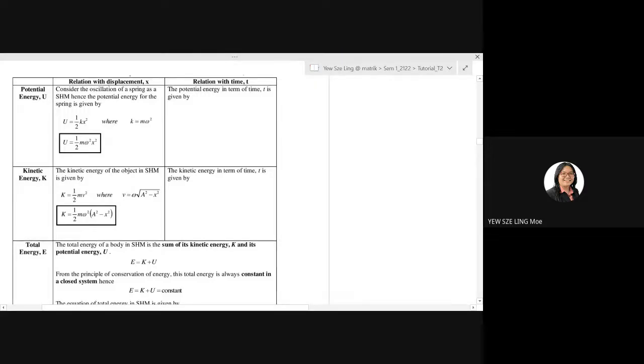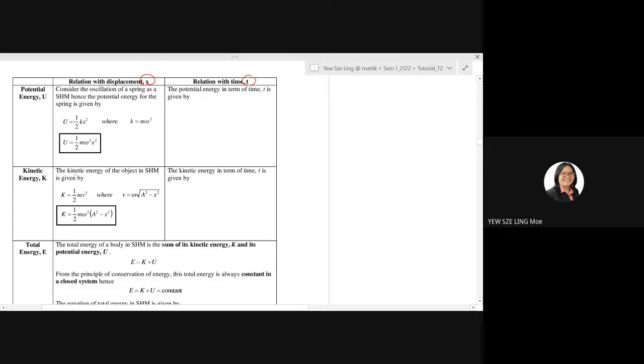Now you have a relation with displacement first. And then we want to derive the equations for potential energy in terms of time and also kinetic energy in terms of time. Previously we had equations in terms of time, then we derived them for displacement. Now we have equations in displacement and we want to derive the equations in terms of time.